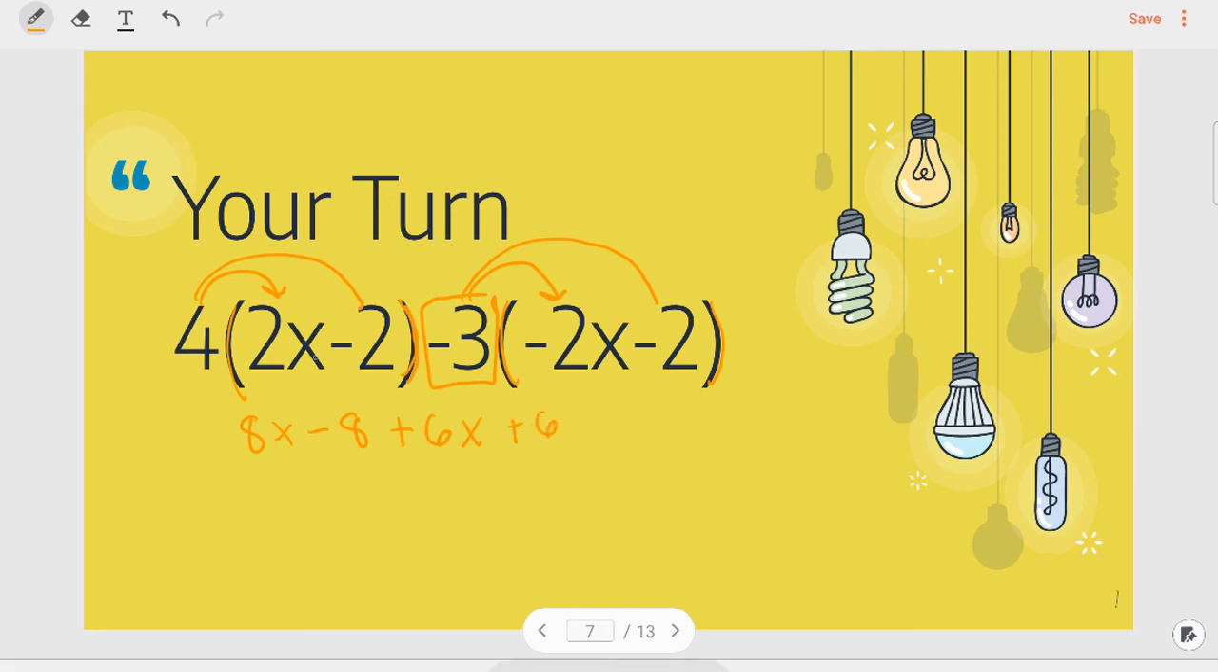Now that my terms are separate, I'm going to separate them out. 8x, separate it out, snip there and snip there. And I'm going to combine. 8x combines with 6x to give me 14x's. Negative 8 combines with 6 to give me negative 2.